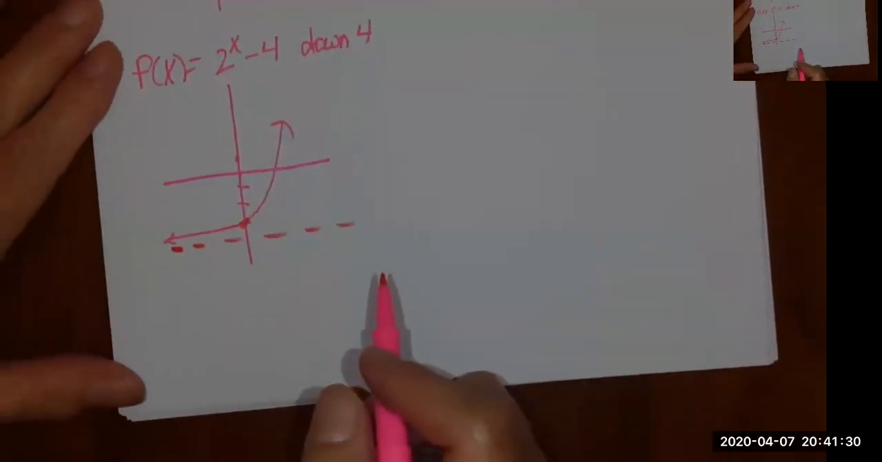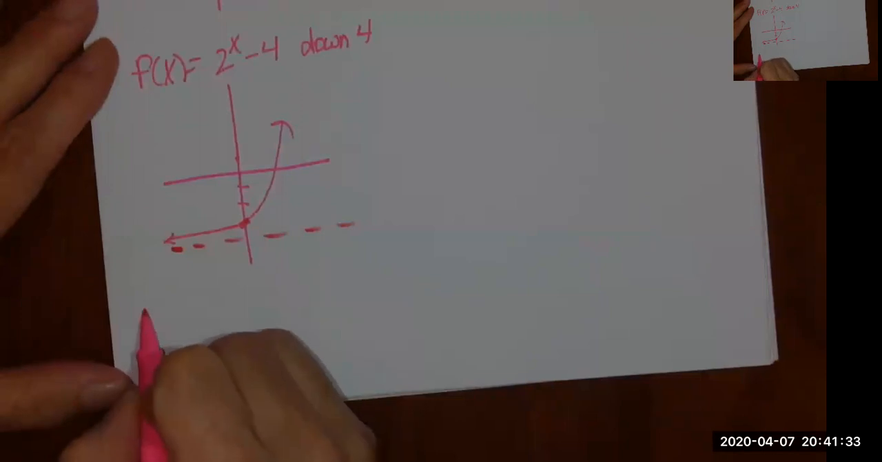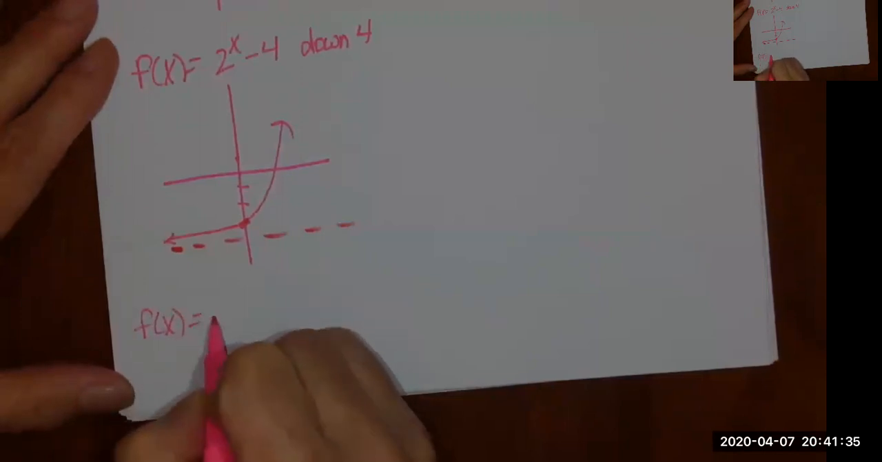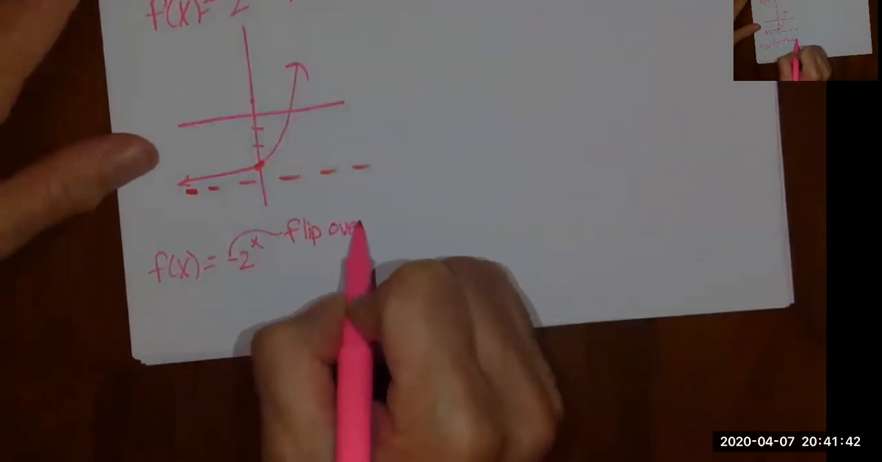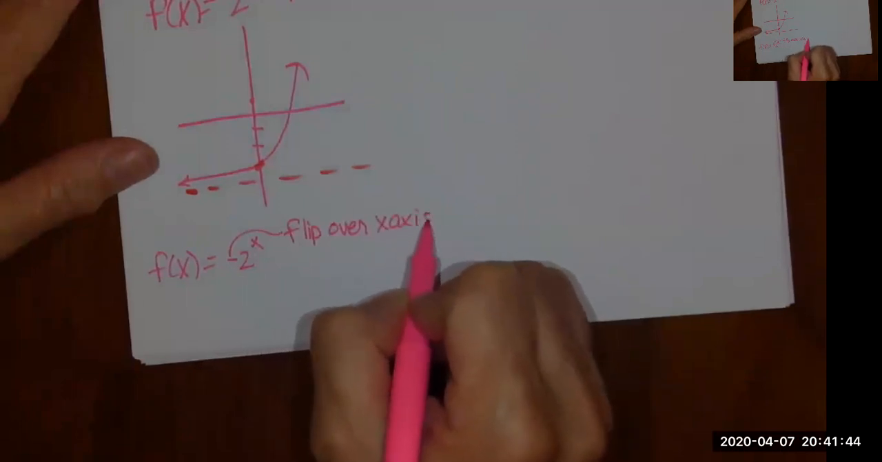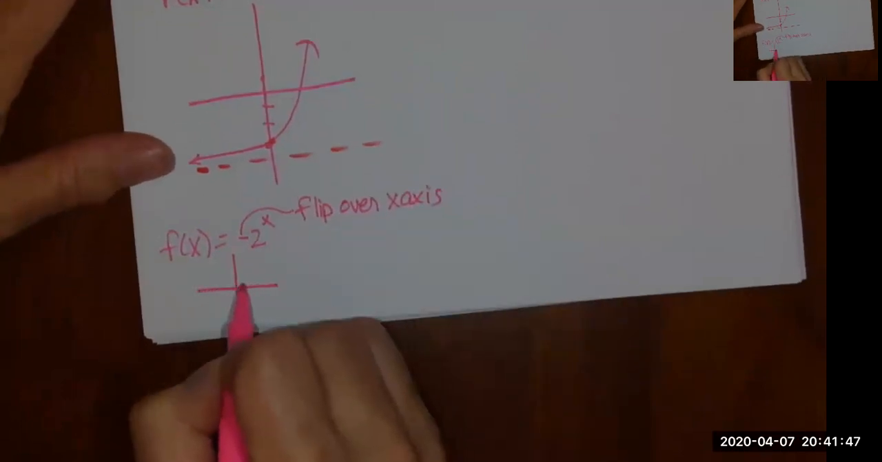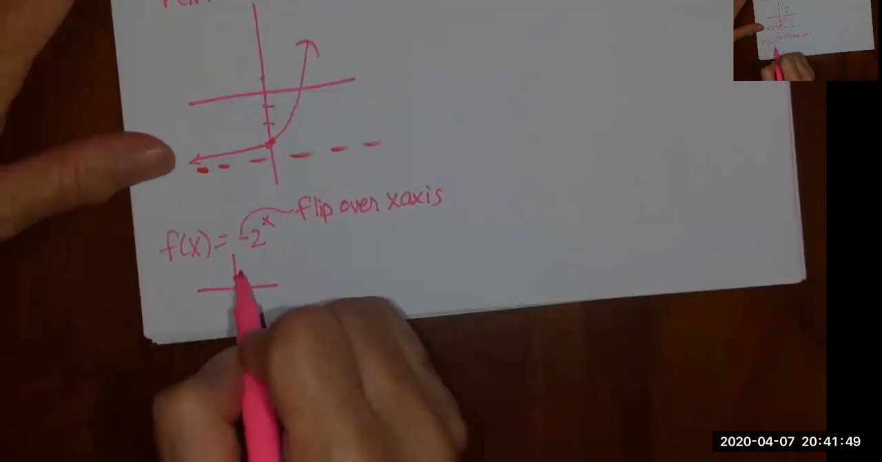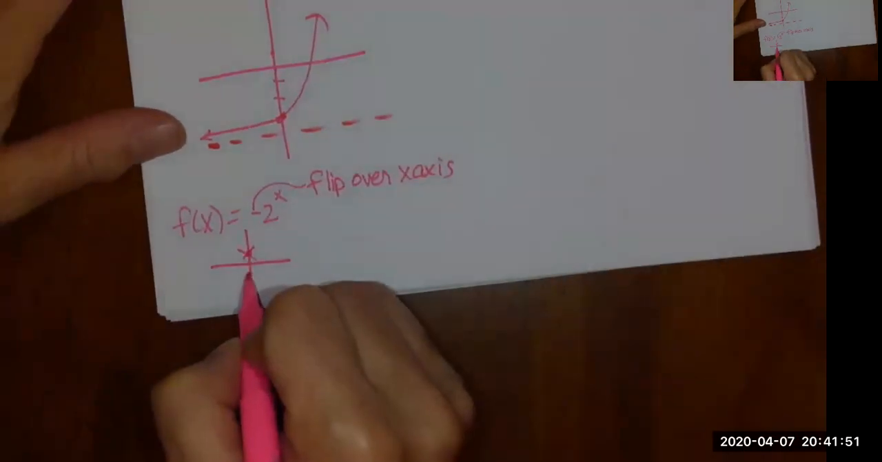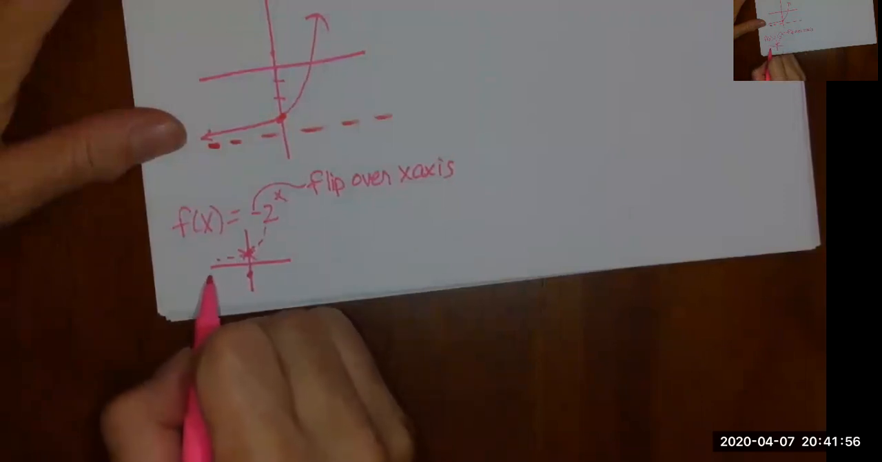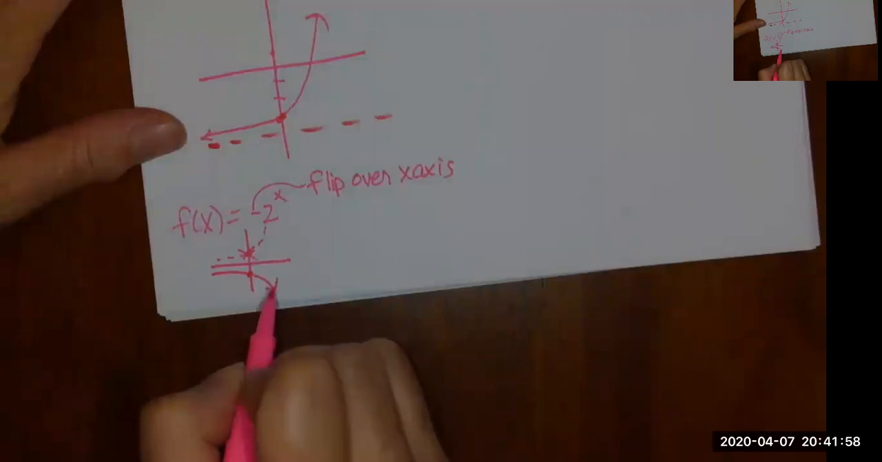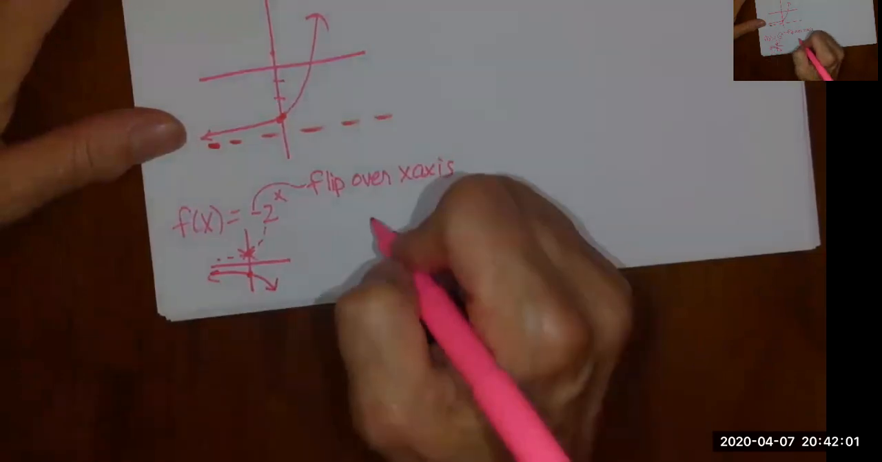And then we'll look at, what about negative 2 to the x? This means flip over the x-axis. So if I'm looking at this one, this is where I should start, but I'm going to flip, so I'll be there. Now it should be this little guy, and it's going to be flipped over, so it's going to be that little guy. Okay?